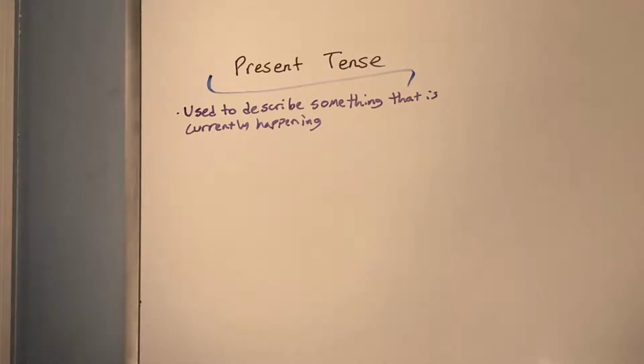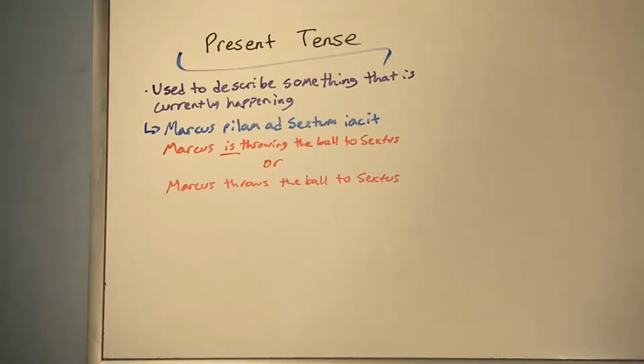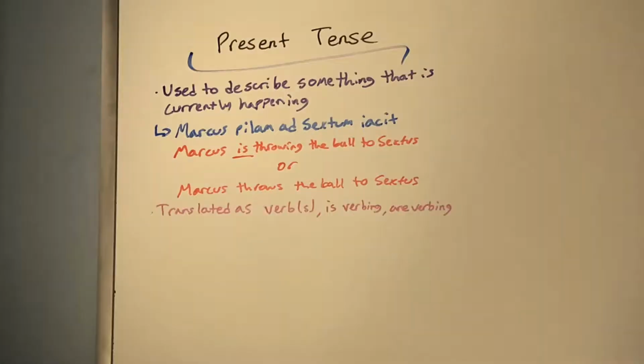The present tense is used to describe something that is currently happening. So let's take the sentence, Marcus pilam ad Sextum iacit. In this sentence, iacit is in the present tense. You'll see why in a second. For right now, take my word for it. Iacit is in the present tense, so it would be translated as either is throwing or throws. So this sentence would be translated as Marcus is throwing the ball to Sextus or Marcus throws the ball to Sextus. As I've said, it's translated either as verbs or is verbing/are verbing. All depends once again on that subject-verb agreement.